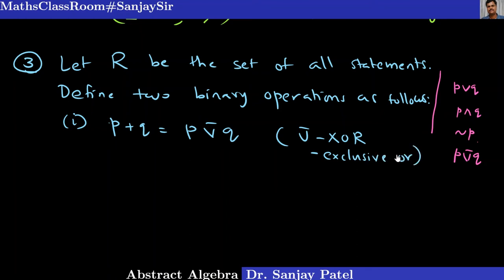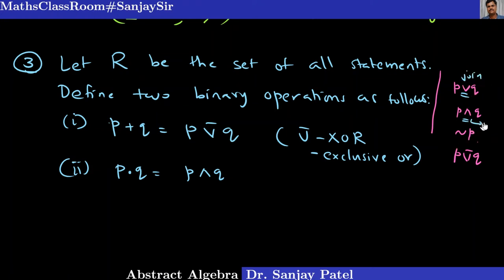Exclusive OR means one of the statements is true but not both. And the second thing is P dot Q, which we define as P meet Q. This is also known as the meet operation. This AND or meet is known as AND or meet. This is known as OR or join. This symbol is known as join.